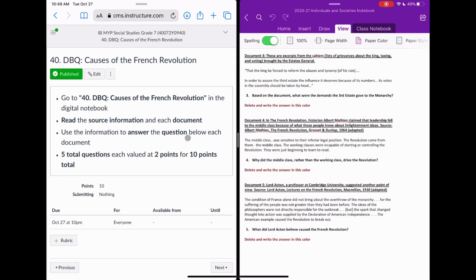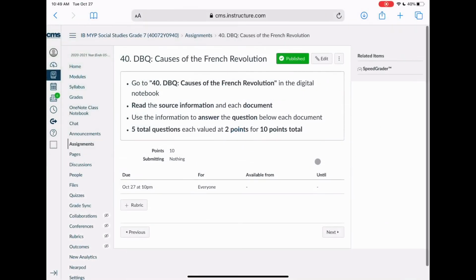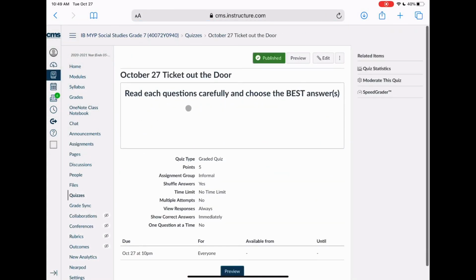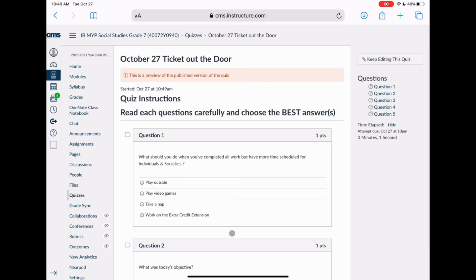So what I'll basically do is introduce that assignment to the students. I'll go over a few of the questions with them. And then I'll say, hey, you need to make sure you get that done during your asynchronous time. Then I'll tell the students that we're going to the ticket out the door, which is right here. Okay? Students will need to then take the ticket out the door before they log out.